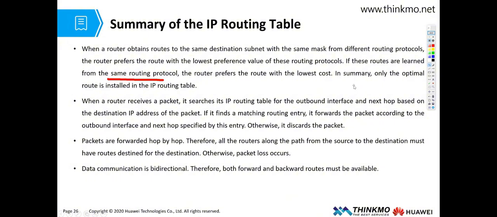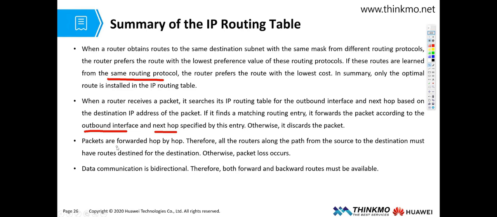When our router receives a data packet, it will search our routing table based on the destination IP address of this data packet to determine what the outgoing interface is and what the next hop is. If it matches these routing entries, it will forward the packet according to the outgoing interface and next hop specified by these routing entries. If there is no such route in its table, it will discard the data packet because it doesn't know where to forward it.